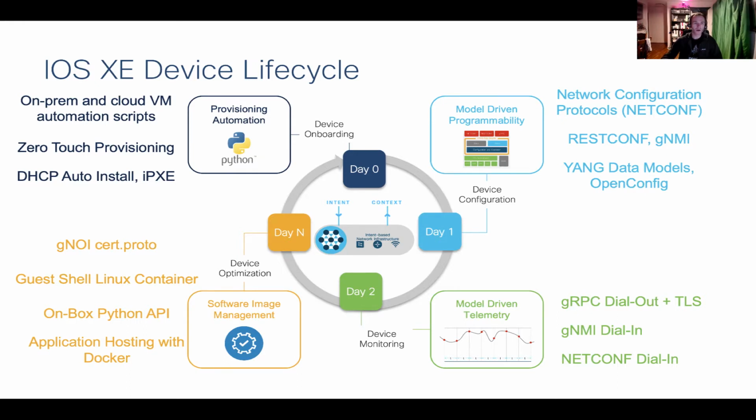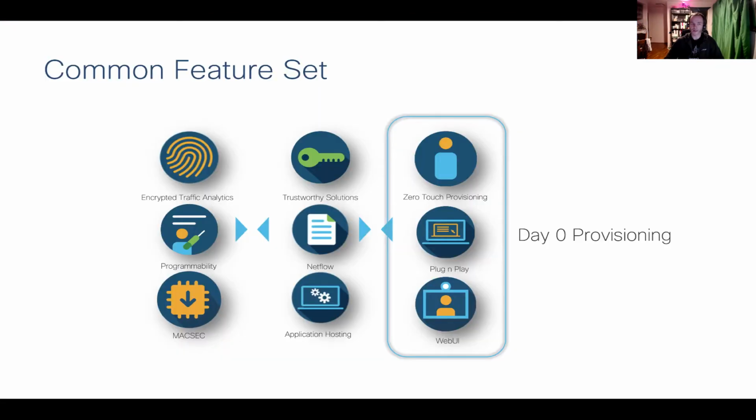So iPXE is part of the day zero device provisioning feature set. It's very similar to ZTP, plug and play, DHCP auto install. iPXE is a feature that is used to boot up a device over the network. So it's used to provide an IOS XE boot image file from the DHCP service that's loaded by IOS XE.